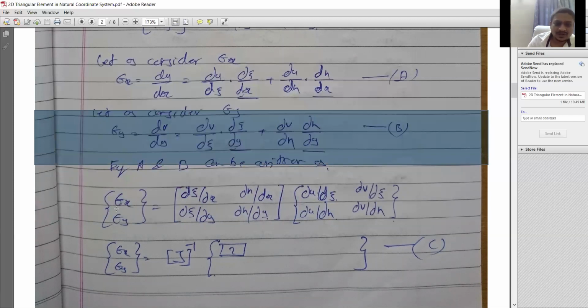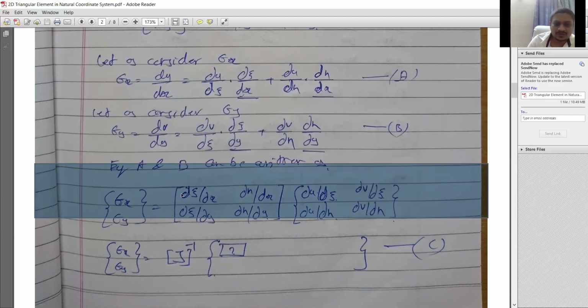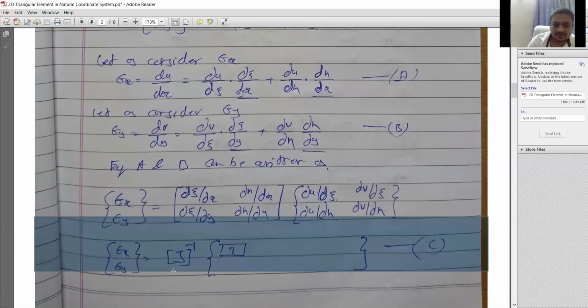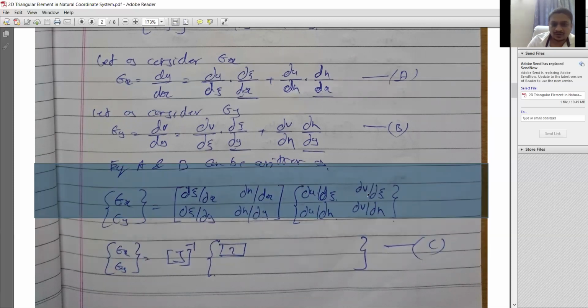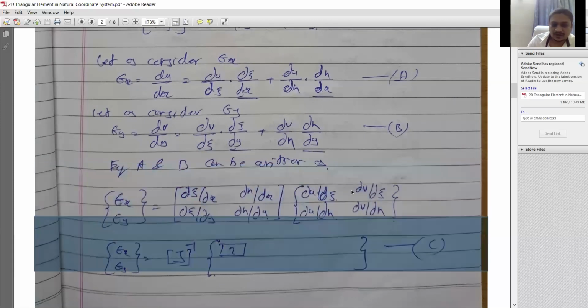Now this strain will have two components, one is this matrix and one is this matrix. So let us call this particular matrix the inverse of the Jacobian matrix. Okay, and as far as this element is concerned, now we have four terms: du by d xi, dv by d xi, du by d eta, and dv by d eta. So let us one by one try to calculate the values.